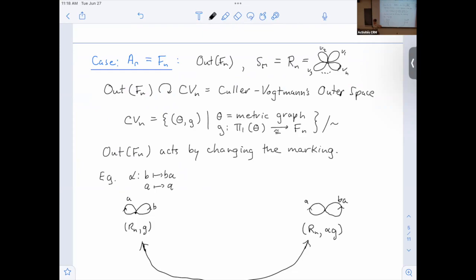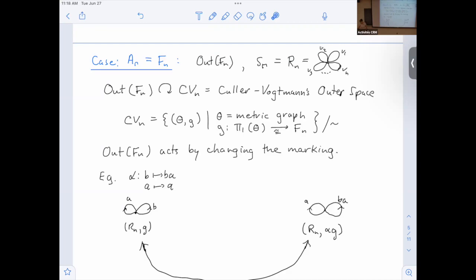Well, I'm not going to be too formal, but basically a point in Culler-Vogtmann's outer space is a pair: a graph theta whose fundamental group is this free group Fn, together with a choice of identification of pi 1 with Fn. That's called a marking. It's a graph and a marking up to isometry. It's a metric graph, by the way. The edges have edge lengths; I'm allowed to assign lengths to the edges. So it's a metric graph together with a marking up to isometry.